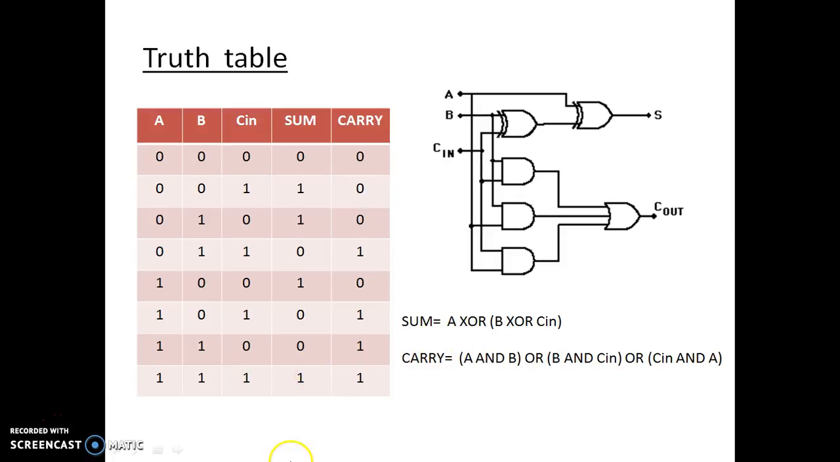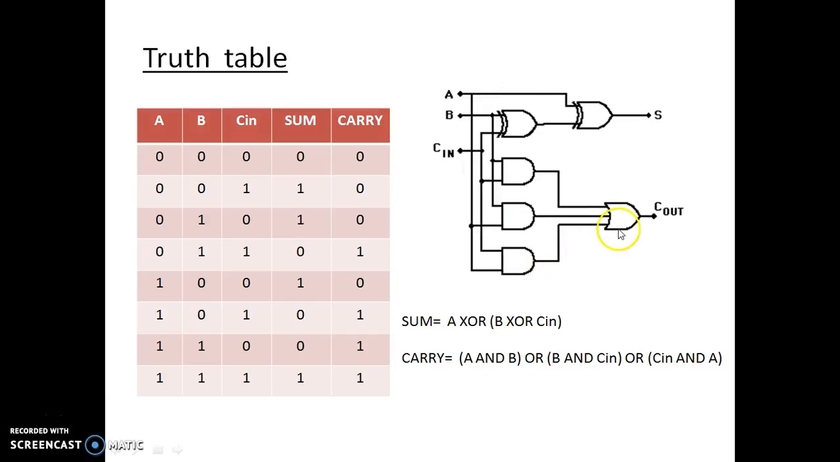So here three AND gates are used. This is first, this is second, and this is third. So first AND gate is for ANDing operation of A and B. Second AND gate is for ANDing operation of B and C in. And third AND gate is for ANDing operation of C in and A.